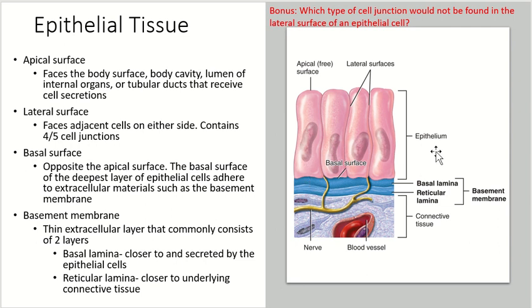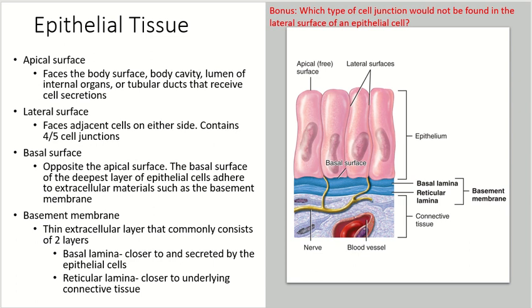So like we said, the basal surface is going to be opposite to our apical surface, and this surface is going to be the deepest layer of epithelial cells, and this is going to adhere to the extracellular material, things like that basement membrane that are going to be down below our layer of epithelial cells.